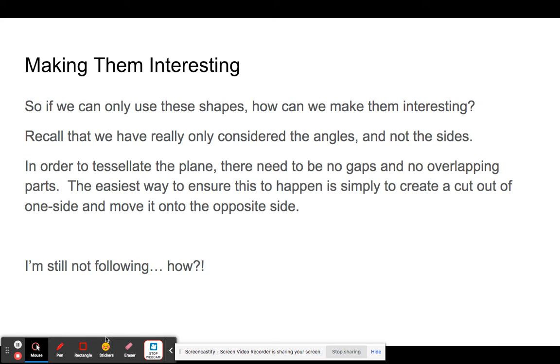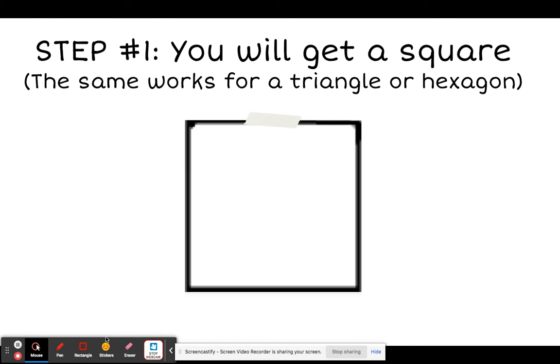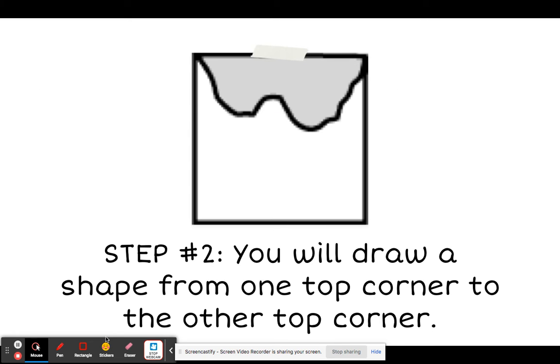Okay, so if you're thinking to yourself, I'm still not following, what do you mean? We've got some pictures, because pictures are worth 1,000 words. So don't be scared, this is easy. So step 1, you're going to get a square, or you could also choose to do a triangle or a hexagon. Again, all 3 regular shapes that we're talking about work. So in this example, we're going to use a square.